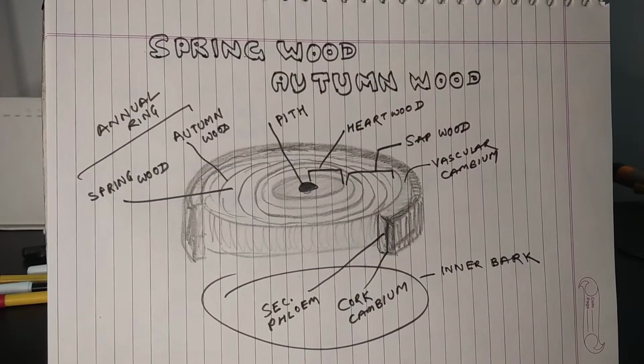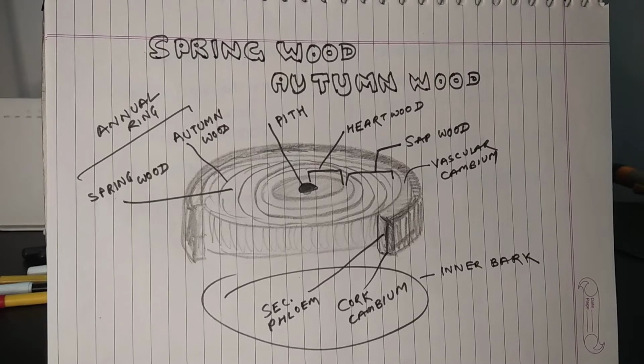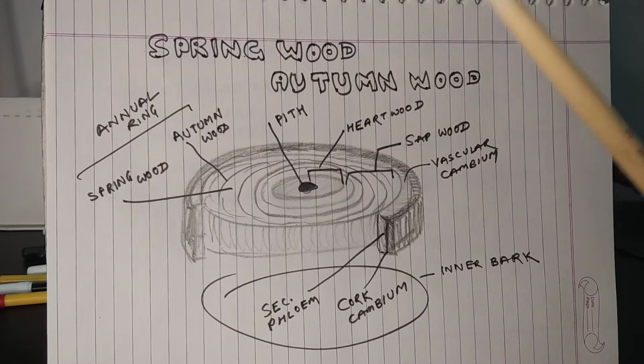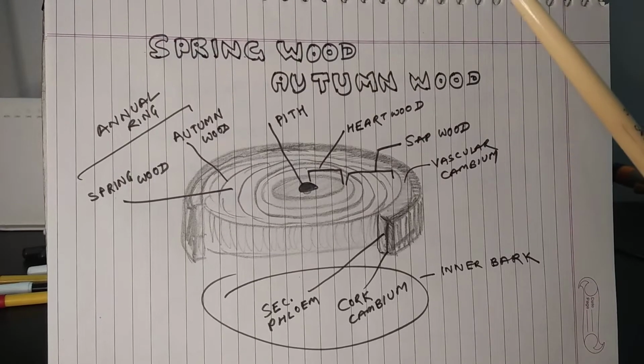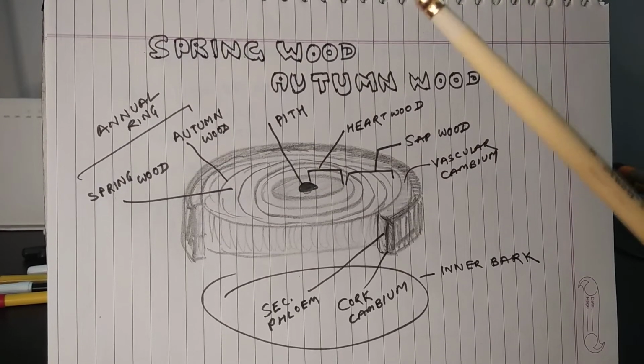Spring wood and autumn wood. What happens is that the secondary growth in plants is dependent on various environmental factors. And especially in tropical climates, seasons change. So climatic conditions change in different times of the year.